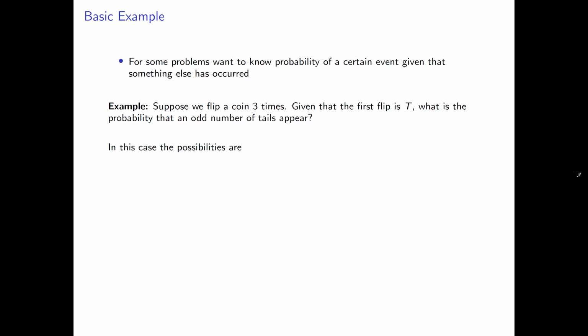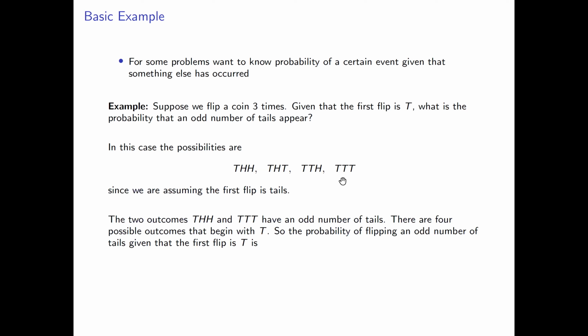Since we're only looking at 3 flips, we can just list out all the possibilities, assuming that the first flip is a tail. I have those listed out here. There are 4 different possibilities. We're interested in how many of these have an odd number of tails, given that the first is a tail, and we can just count that there are 2 of them. So when you flip a tail and then 2 heads, or when you flip 3 tails in a row.